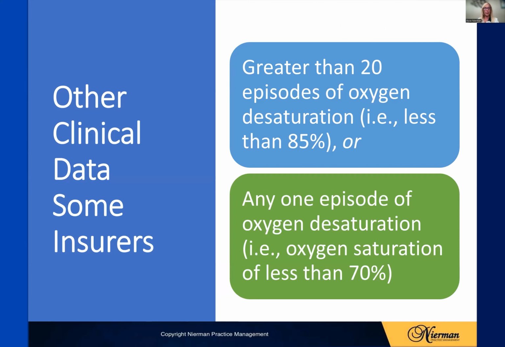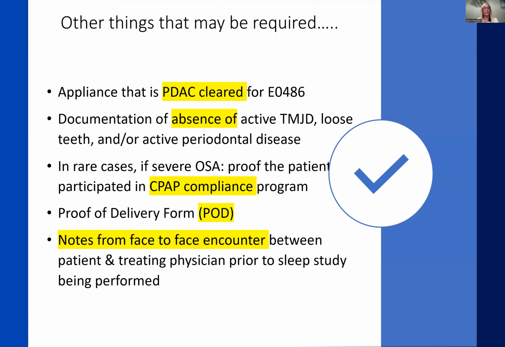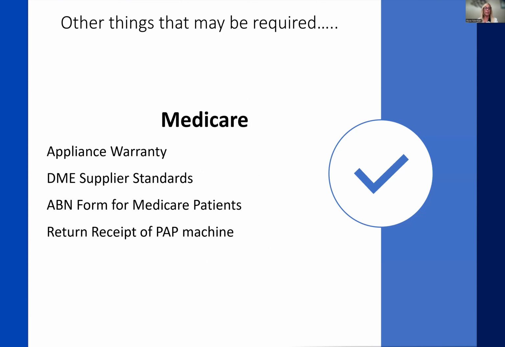Sometimes you'll see that oxygen desaturation needs to be, say, less than 85%. So you see different things with different insurance companies. Again, very important to know about the appliance. I know some of the Blue Cross Blue Shield and United Healthcare want that hinged PDAC appliance. They want to know that the patient doesn't have active TMD or loose teeth. If it's severe, sometimes they'll say, I don't see it very often, that the patient must participate in a CPAP compliance program for like 45 days or something. That used to be quite common, but it's much more rare to see that now. So those are the different things that you need to make sure you gather so that we have it for the insurance.